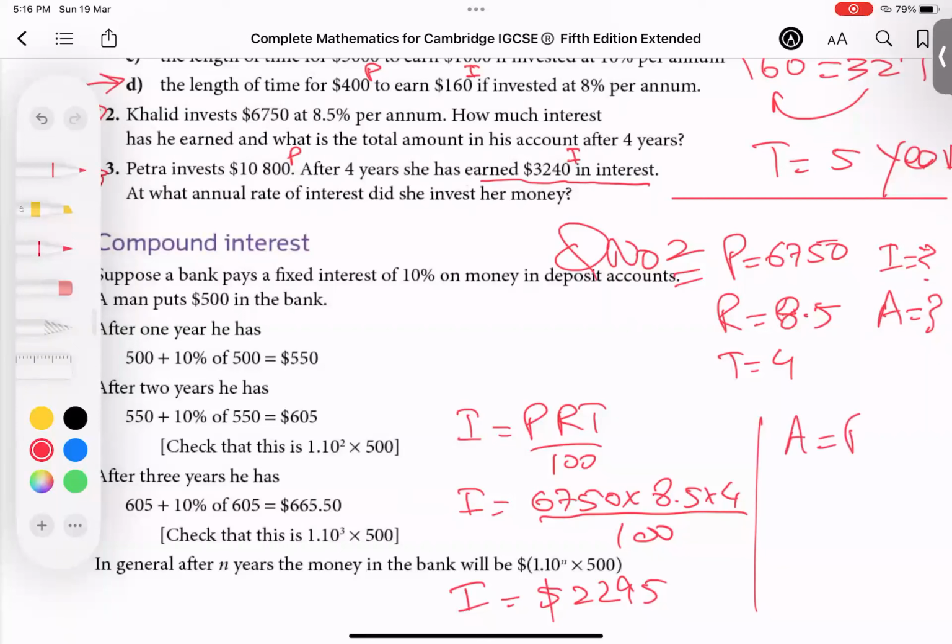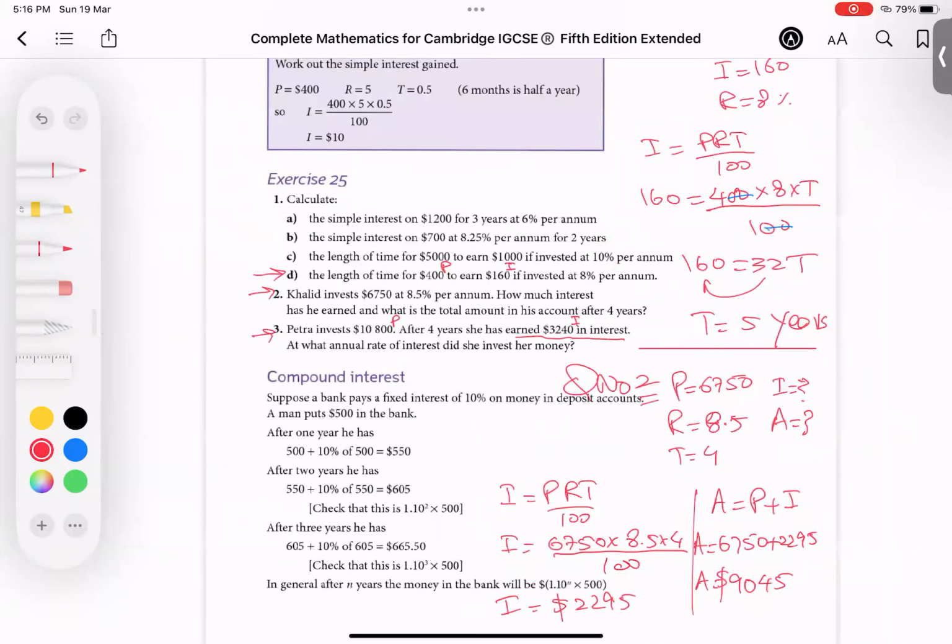Now he asked, no, I need the amount also. Formula: A is equal to P plus I. A is amount, P is investment, I is profit. I believe you got the idea. So P is the investment, and profit is this much. 6750 and earning 2295, and the final amount, if I just add it, is $9,045. Alhamdulillah rabbil alameen, up till here the first two questions are clear.